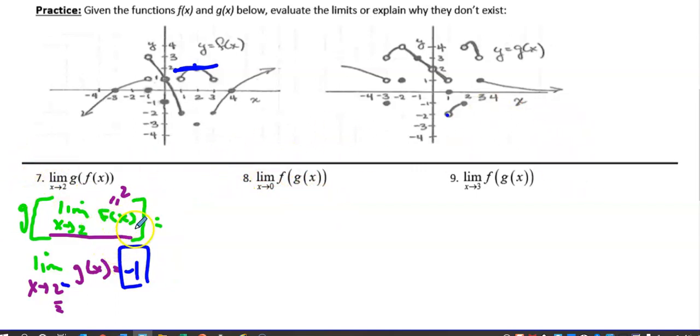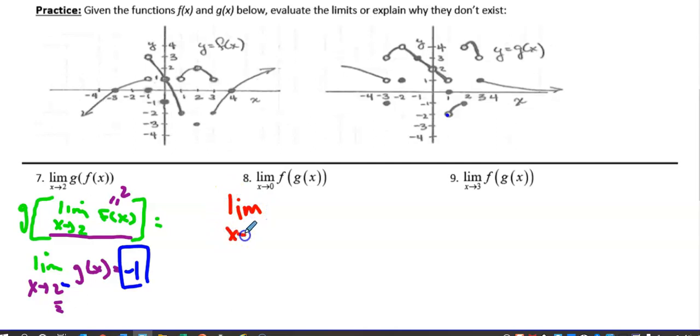So I encourage you to pause it if you need to and see if you can do example number 8 and 9, and then we're going to come back in a second and check our answers. Okay, so we're going to do example number 8, number 9, and then this will be the end of our first lesson of BC Calculus.